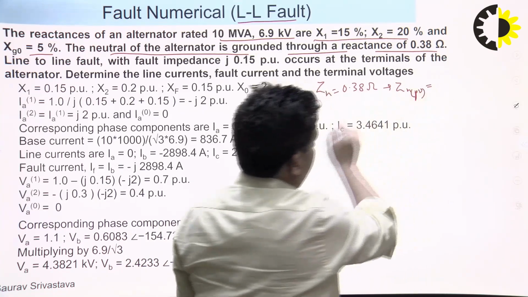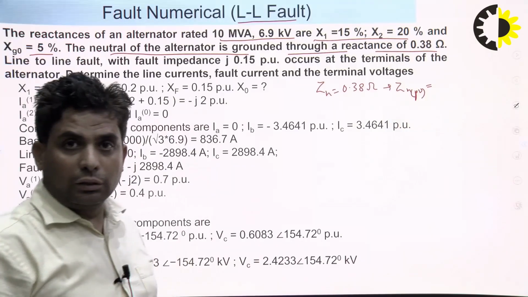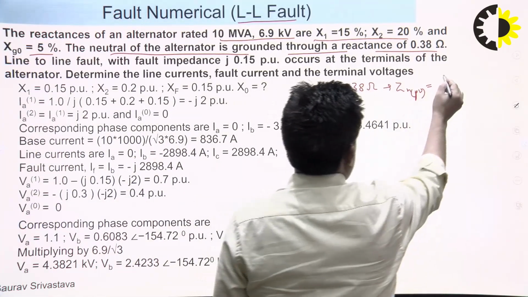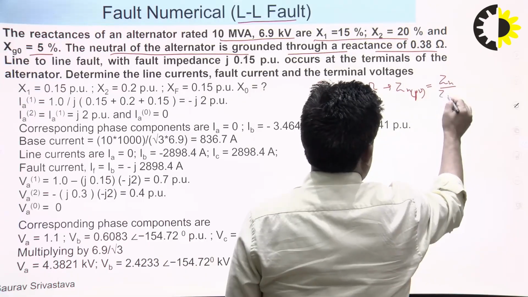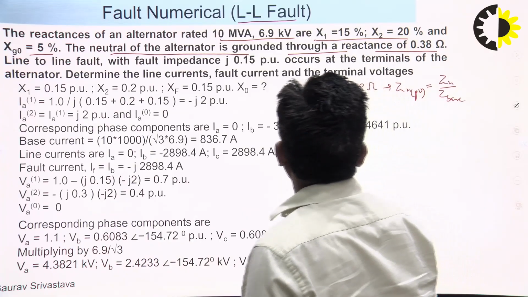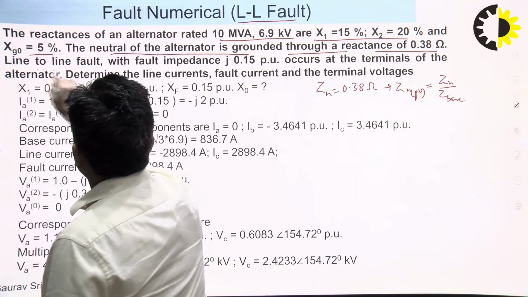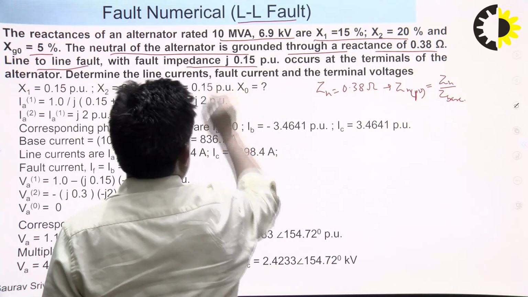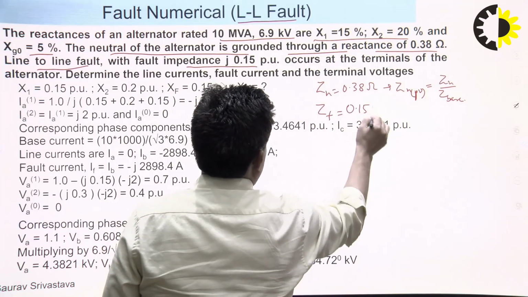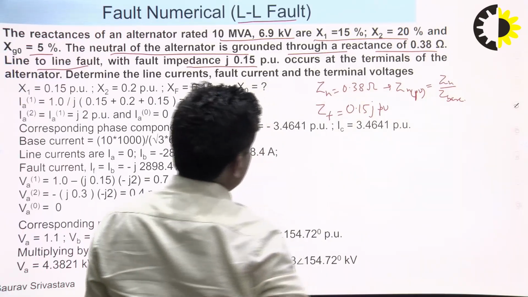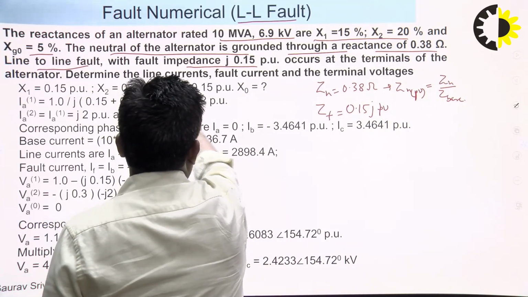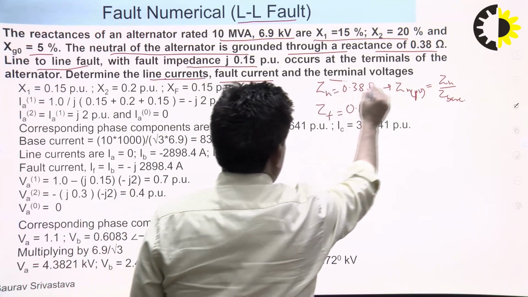So we have to calculate Z neutral per unit value. The original value is given. We have to find out the per unit values, and how can we calculate it? Zn by Z base. How we calculate Z base is just using these values. Now a line to line fault occurs with fault impedance ZF, which is 0.5 j per unit at the terminals of the alternator. Determine the line currents, fault currents, and the terminal voltages.